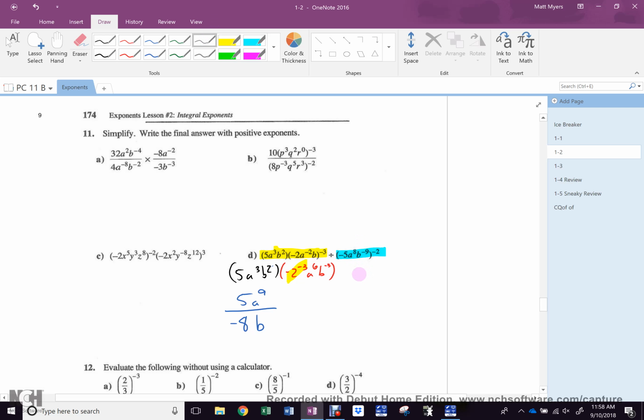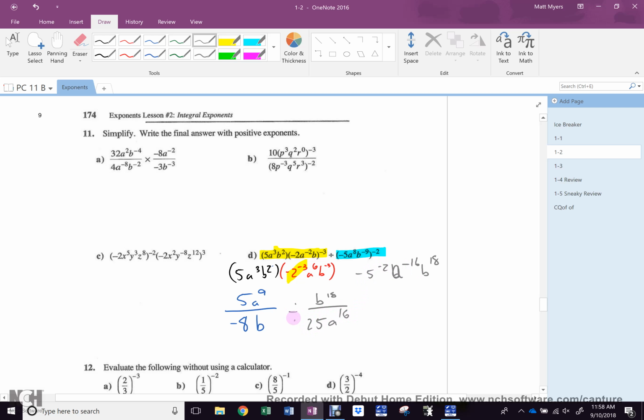That is going to be negative 5 to the negative 2, a to the negative 16, and b to the 18th. So that is going to be the b to the 18th over negative 5 to the negative 2. That's not allowed, so that's going to be negative 5 squared, which is 25, and a to the 16.